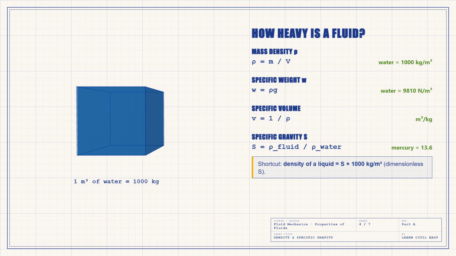Specific volume is just the reciprocal of density, volume per unit mass. And specific gravity is the density of the fluid compared with water. It has no units. Mercury's specific gravity is 13.6, so mercury is over 13 times denser than water. A handy shortcut: the density of any liquid equals its specific gravity times 1000.